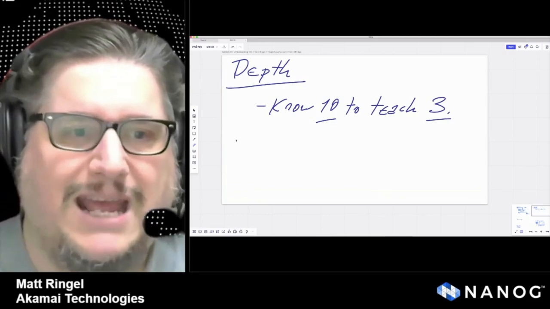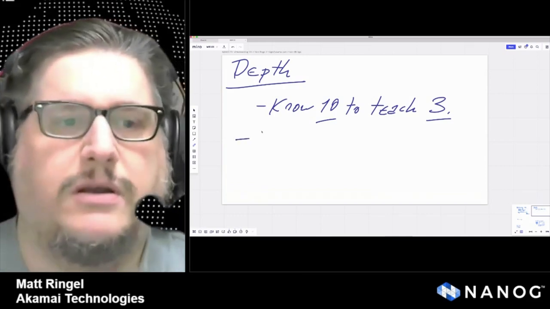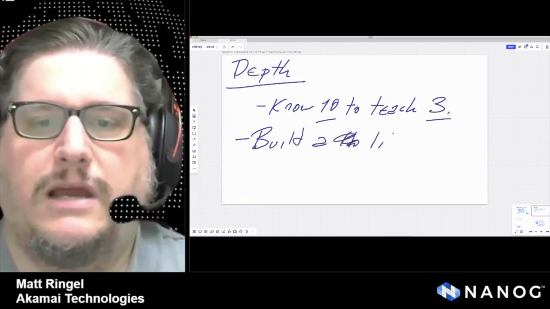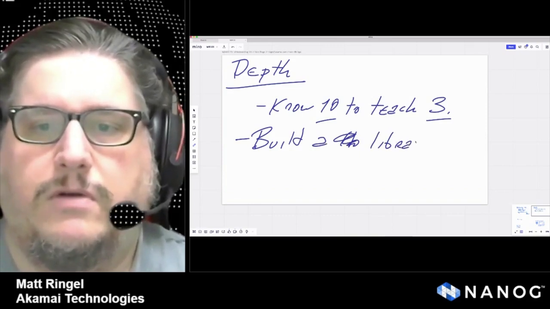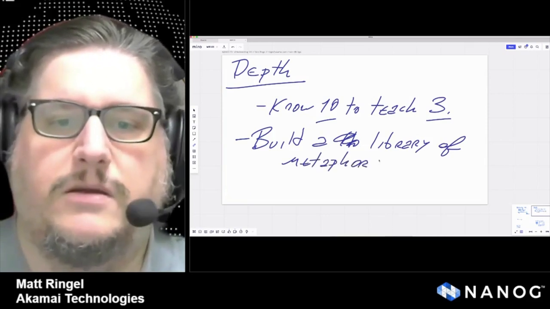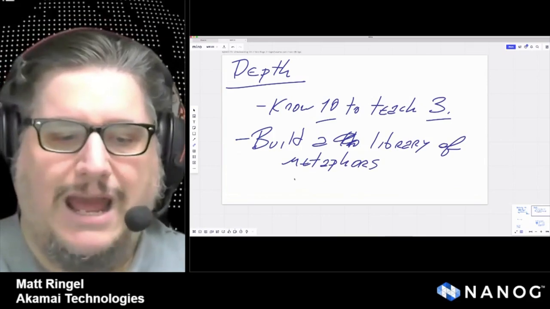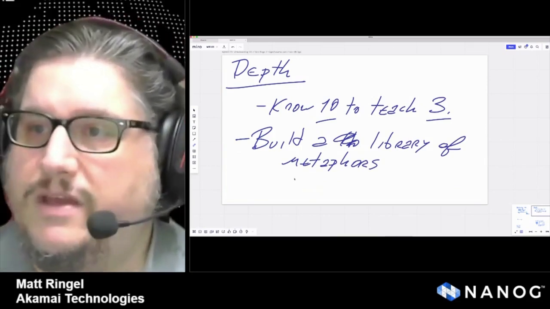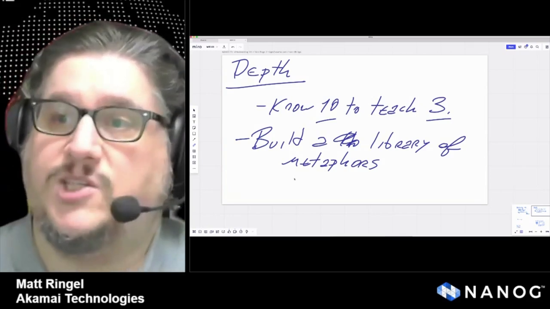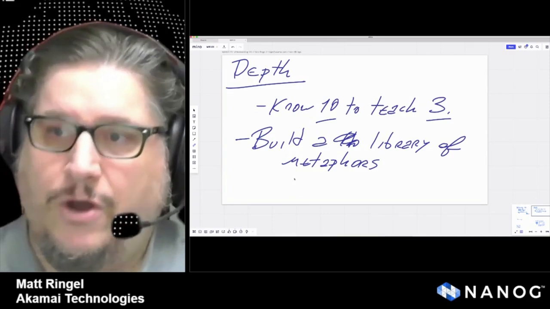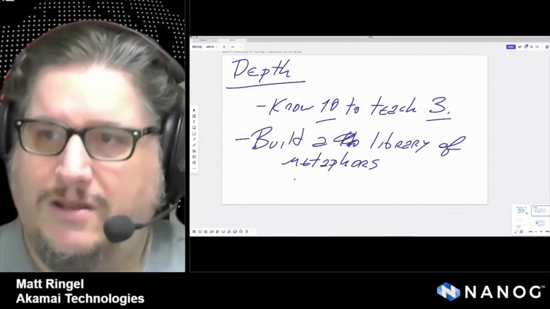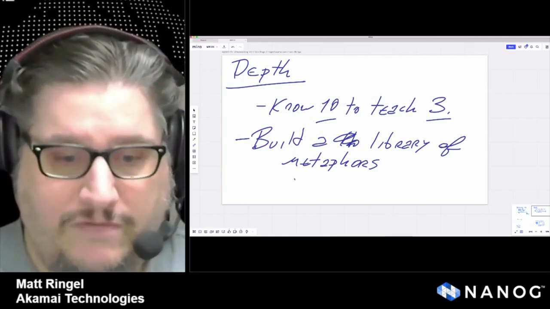In addition, and I cannot say this enough, it's really, really important: build a library of metaphors. Think about how you want to talk about your subject. Think about what metaphors you're going to use. The more ways that you can describe a topic, the more audiences you're going to be able to reach. And you don't know how many audiences you have. You can have 6 people and 3 different audiences in a room. They're all listening for different things, all learn different ways, and all need to figure out what's going on.